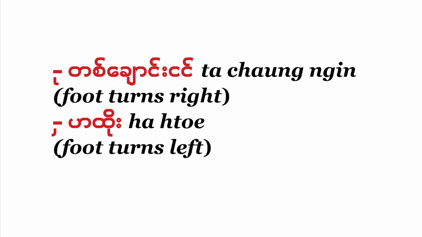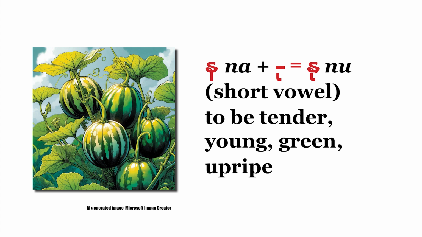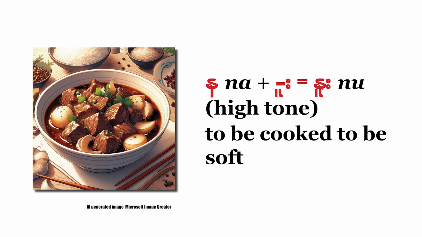Now let's take a look at the letter na, na. And if you attach a single stroke or the chaungyin to na, you get nu, nu, short vowel. That means tender, delicate, soft, or unripe, as in green fruits not ready for eating yet. If you add two strokes to na and then add wasabao or the two palates, you get the word nu, nu, high tone. And that as a verb describes meat that has been cooked to be really soft and tender.